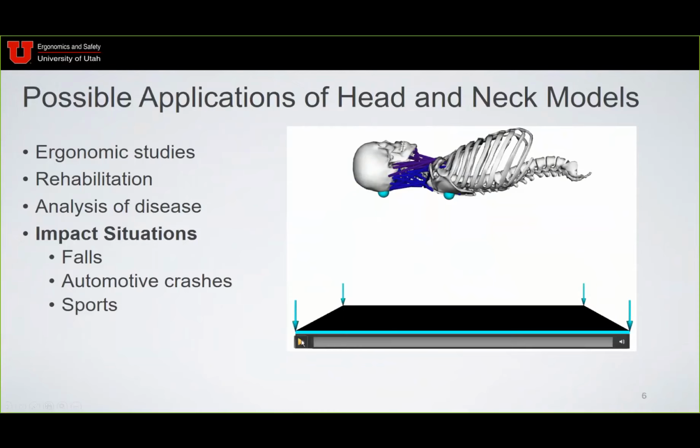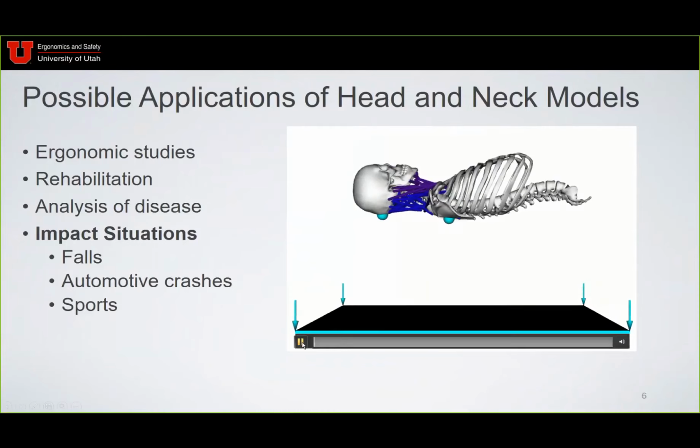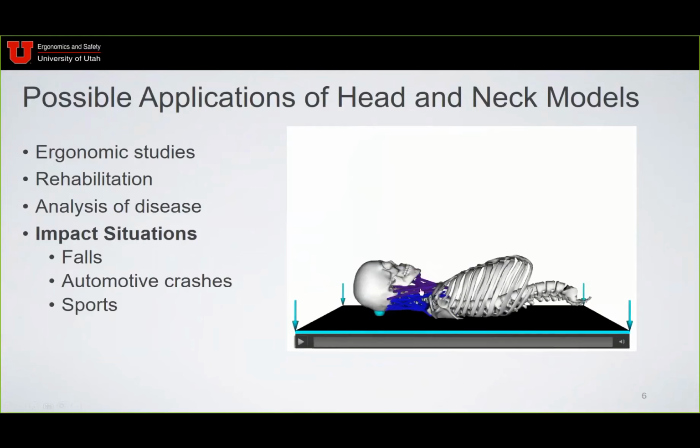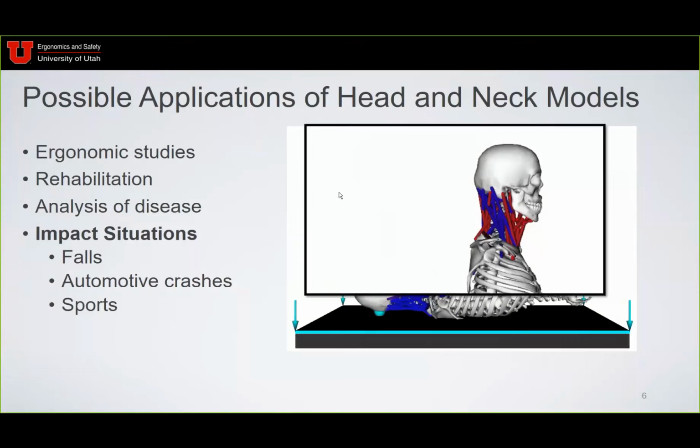We can simulate slips and falls onto compliant flooring where we have some active neck muscles, and we can investigate how well they reduce impact velocity. Or for car crashes or things like American football, we can look at the effect of active neck muscles during impacts to the head. So if they're bracing for impact, how does that change things?